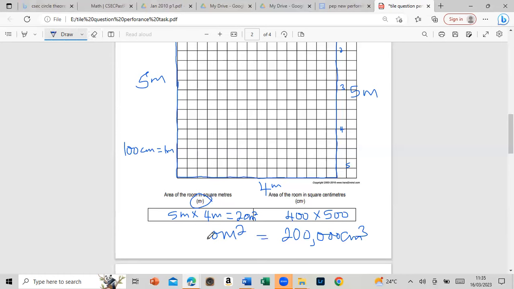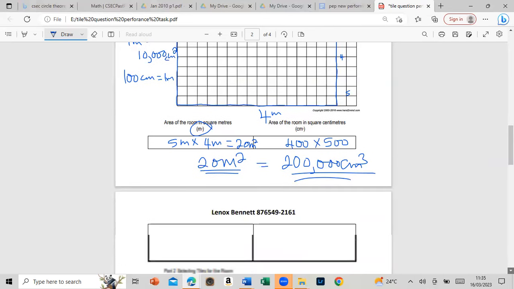Hope I have everyone so far. This is 20 meters square, which is equivalent to 200,000. Since 1 meter square is, since this length is 100 centimeters and 100 centimeters, we multiply that to give us 10,000 centimeters square. All right, so far so good. Even if you need to watch back the video, you can do that.